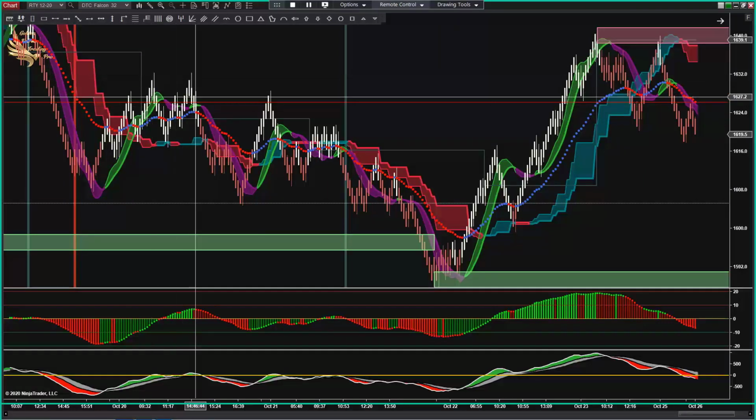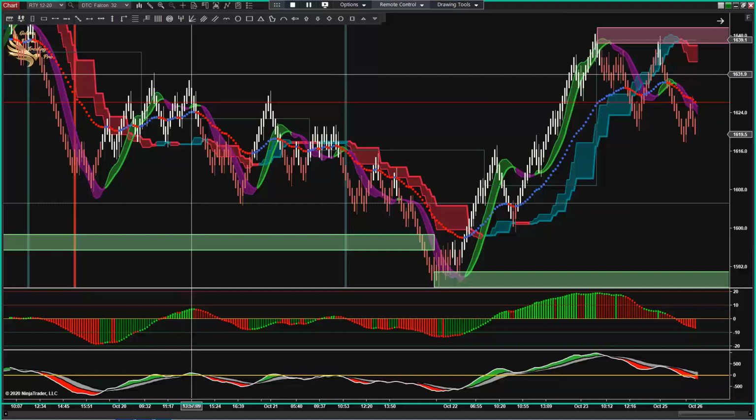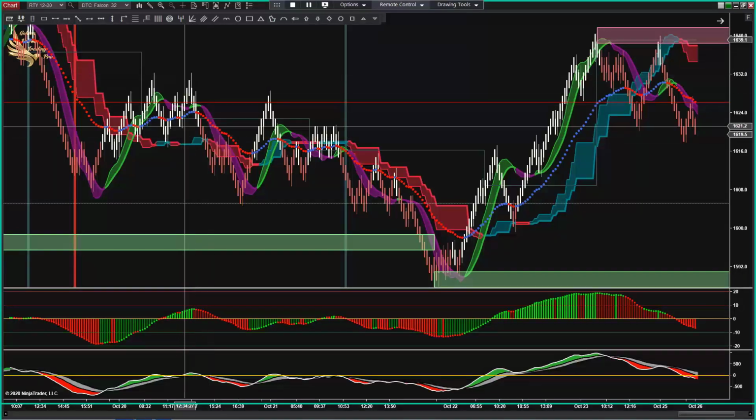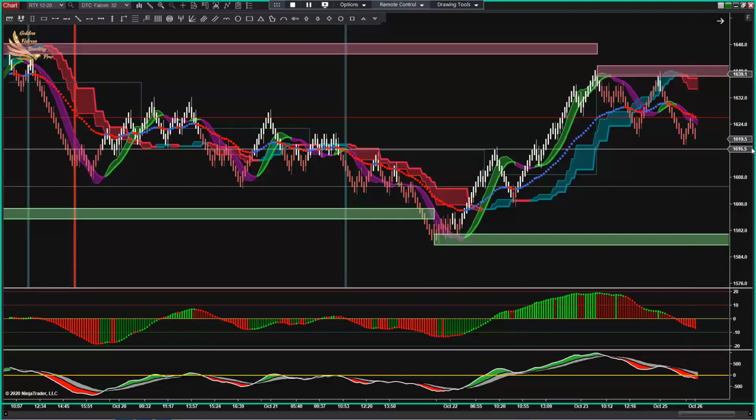So let's say this is the Falcon 32. There's potentially maybe a short trade that's set up on your 3 and your 4 right at this double top to take down. So that is kind of what I see with double tops.